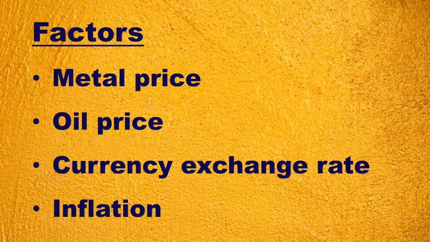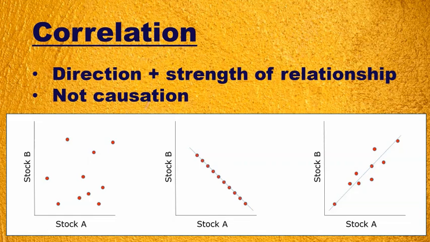Now there are many ways of analysing these factors in relation to mining stock prices, but here I'm just going to concentrate on correlations and beta. The correlation coefficient tells us about the direction and strength of a relationship between two variables. Now, note that this does not tell us anything at all about causation. Just because two things are strongly correlated, it doesn't necessarily mean that one thing caused the other to move.